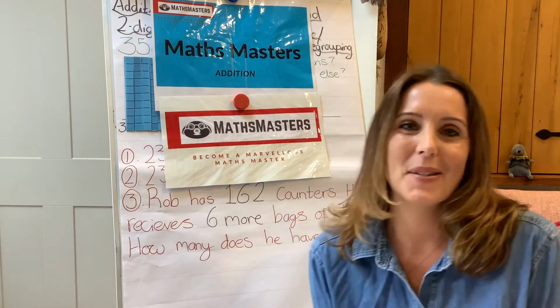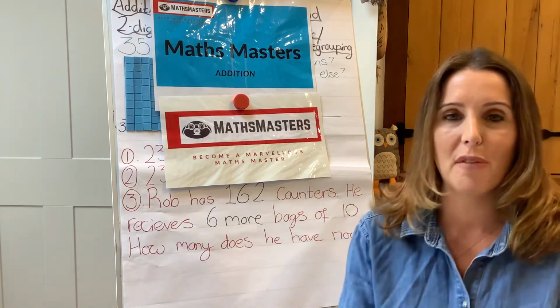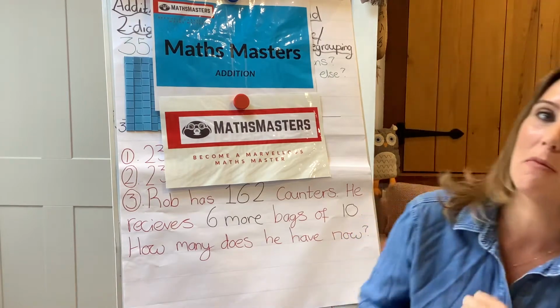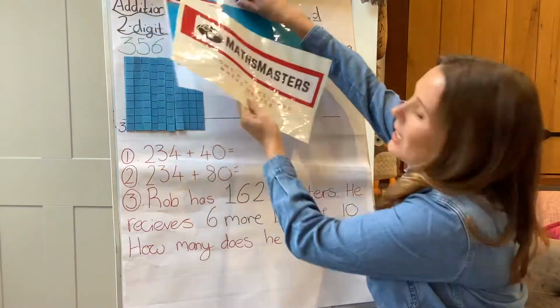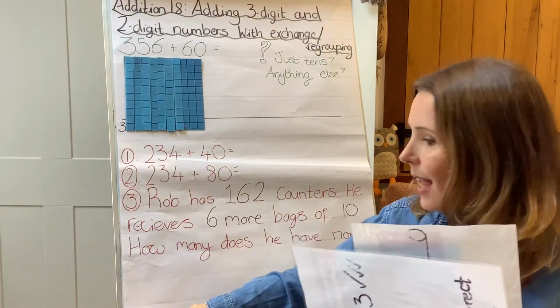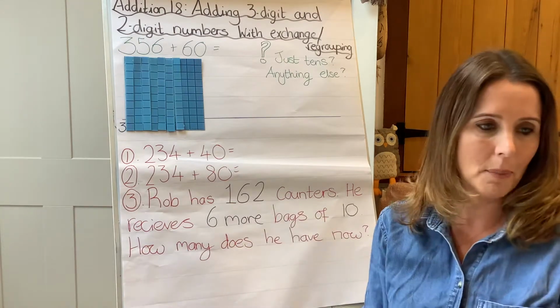Hello, welcome back to session 18, and this time we're looking at adding a 3-digit number and a 2-digit number with an exchange. So we're going to be regrouping as well with that. Okay, so you'll need in this session either place value counters or base 10. You can use a number line if you like as well to help you.